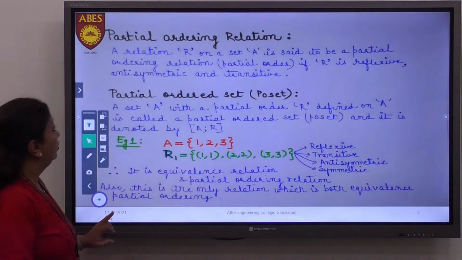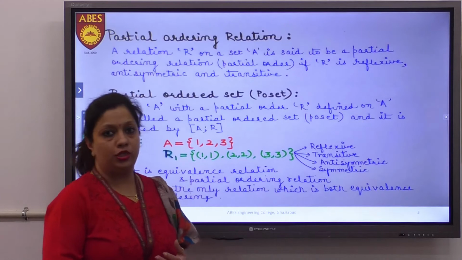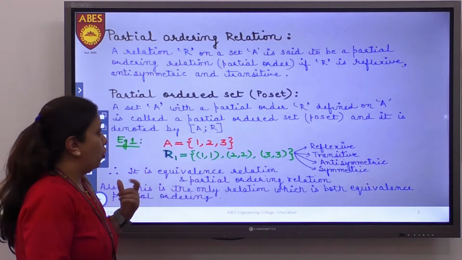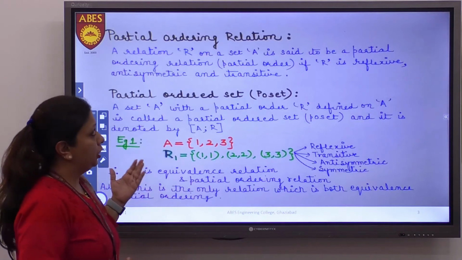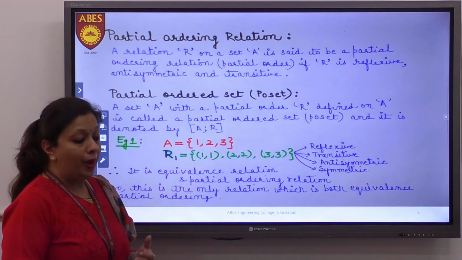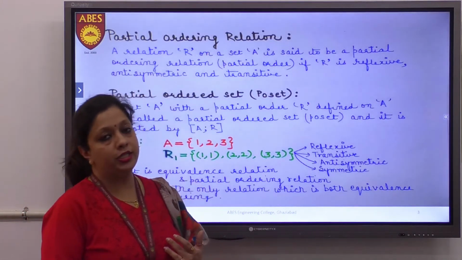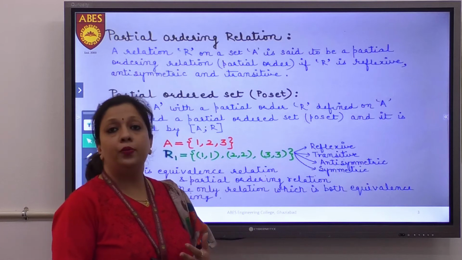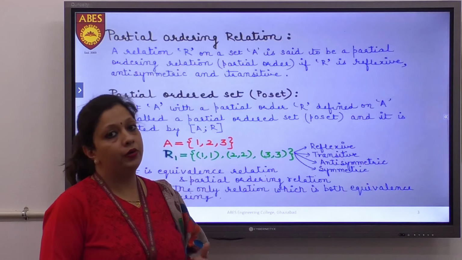So to start, we will first discuss what a partial ordering relation is. In order to come across the term Poset, first we will come to know what a partial ordering relation is, then we will move to Poset. So a partial ordering relation is one that holds three properties. The first one is it should be reflexive, the second one is it should be anti-symmetric, and the third one is it should be transitive.